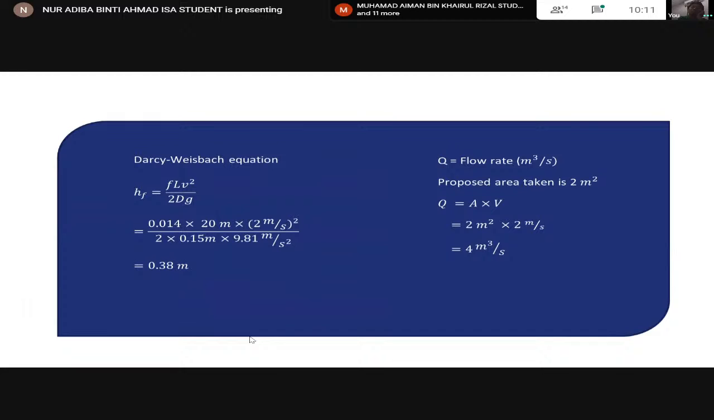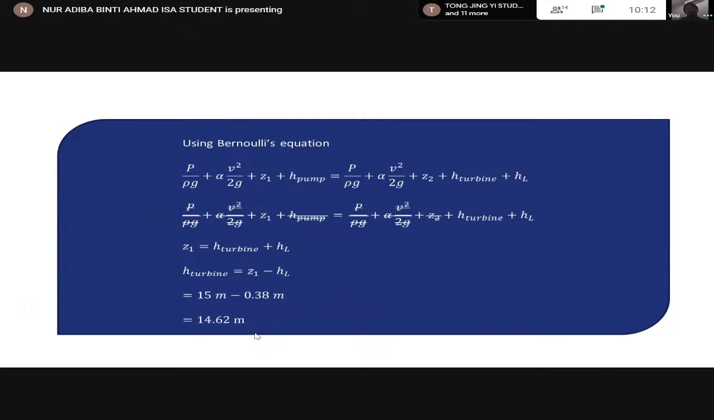Then we use the Darcy-Weisbach equation, where the head loss is friction factor times length times velocity square per 2 times diameter times gravity, and we get the head loss is 0.38 meter. After that, we find the flow rate Q. From Q, we use area times velocity. Area is 2 times 2, so we get 4 meter cube per second.